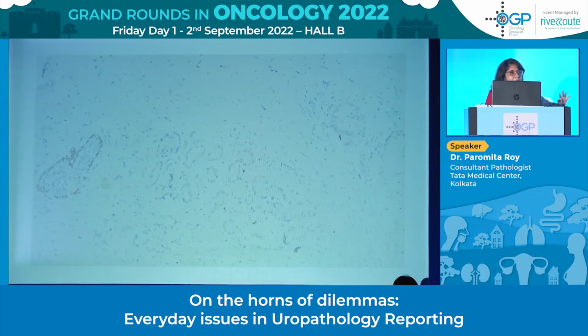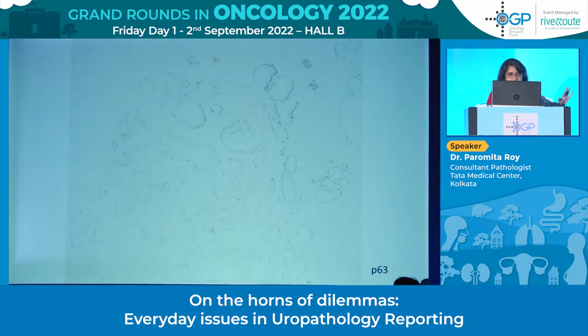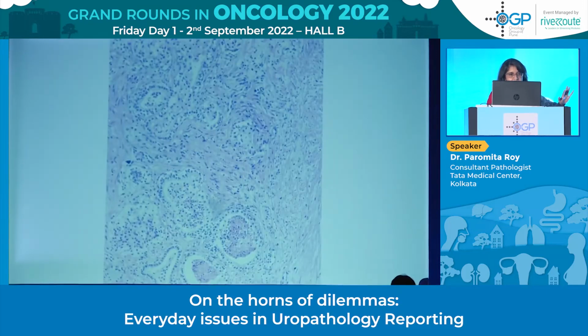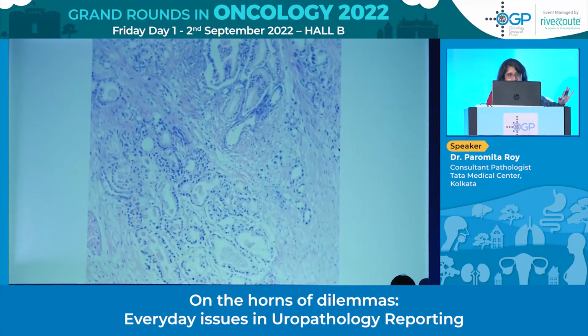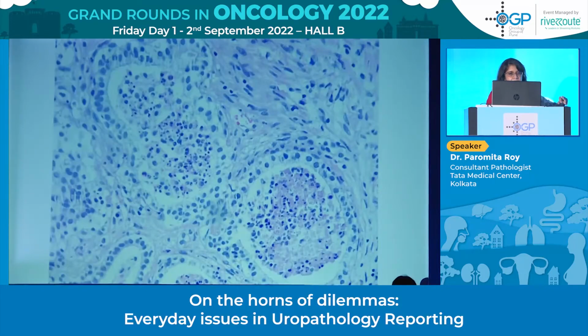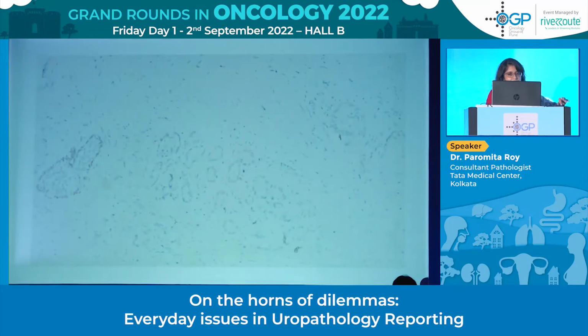So IHC can play tricks with you, and the most suspicious area that we saw here, this focus was lost in deeper cuts. So we could not do further IHCs, we could not do other basal markers like HMWCK to confirm the loss of P63, which we saw focally in these areas. So there was a difference of opinion. We showed this case around.